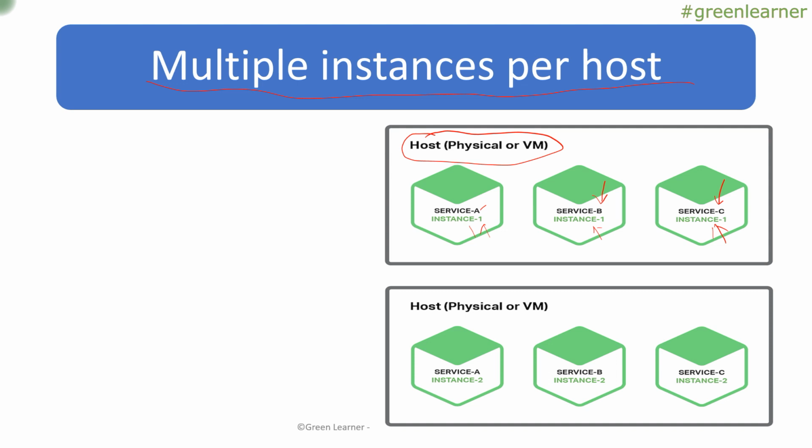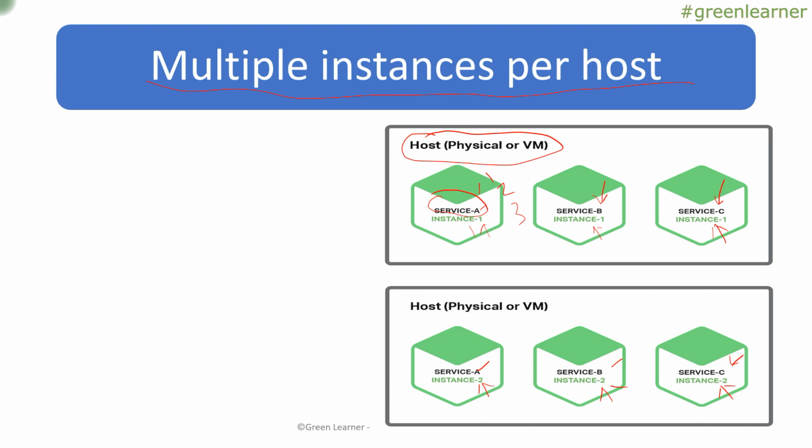The same way we have another host on which the second instance of each service is deployed. You can see service A has instance 2, service B has instance 2, same way service C has instance 2. So this follows that an individual service can have one instance on a single host, with multiple services having one instance on each host. The other way is also possible. We can have service A with multiple instances like 1, 2, 3, 4, any number of instances that I need on a single system, and service B I can have on another host, and service C on another host. So the other way is also possible.